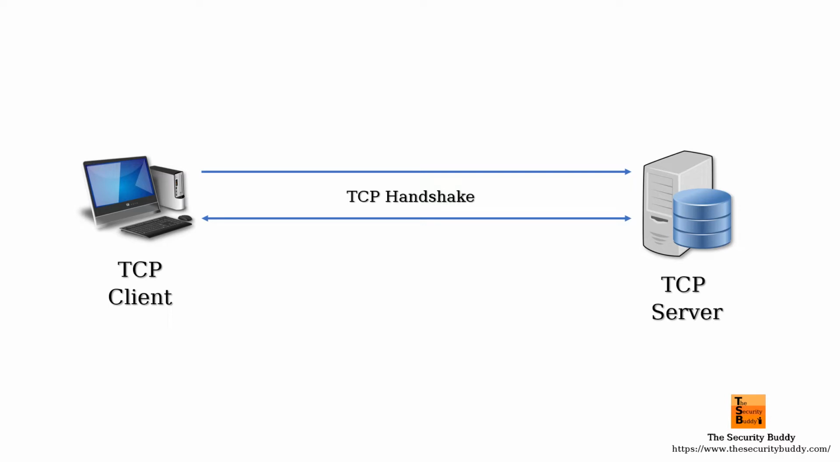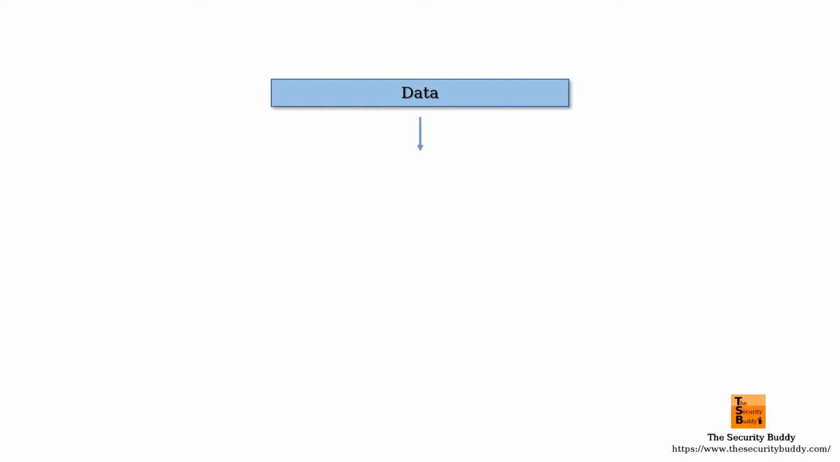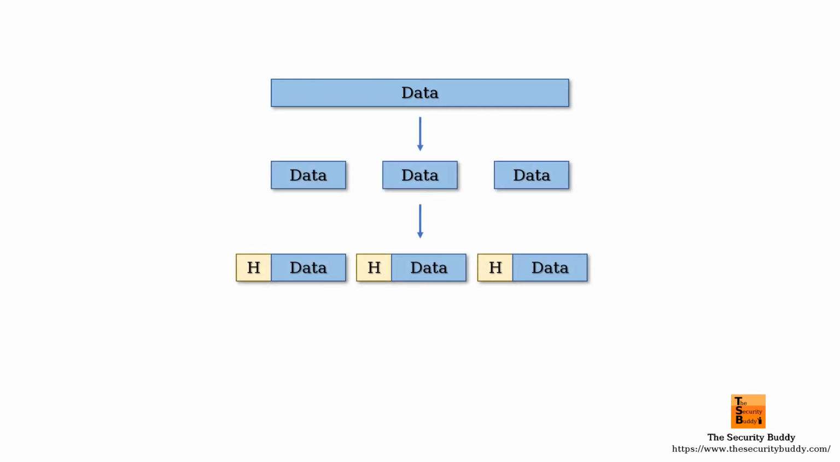The Transmission Control Protocol accepts data from a data stream, divides the data into chunks, adds a TCP header with every chunk, and creates TCP segments. The TCP segments are transmitted. Before we look into how the TCP handshake works, let's look at how the TCP header looks. A TCP header looks like the following.